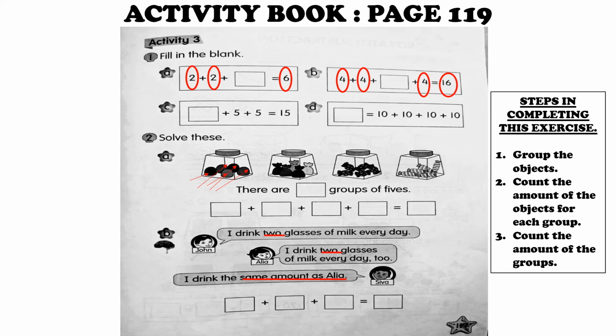Question C. What plus 5 plus 5 plus 5 equals to 15? And for number D, sum up all the tens. Okay. Now, number 2, solve this. Okay. You need to group the objects. Now draw the circle for each group. Okay, there are 4 groups. Now count the amount of the objects in each group. So can you see the arrows there? 1, 2, 3, 4, 5. So there are 4 groups of 5s. Now write down number 5 in each empty box. 5 plus 5 plus 5 plus 5 equal to, sum up yourself.